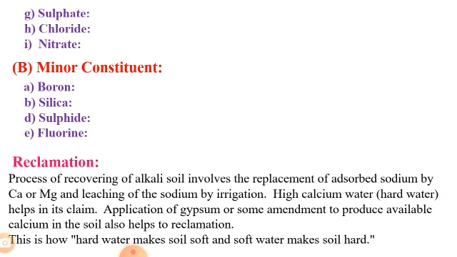The process of recovering alkali soil involves the replacement of absorbed sodium by calcium or magnesium and leaching of the sodium by irrigation. High calcium water, that is hard water, helps in reclamation. The application of gypsum or other amendment to produce available calcium in the soil also helps reclamation. This is how hard water makes soils soft and soft water makes soils hard.